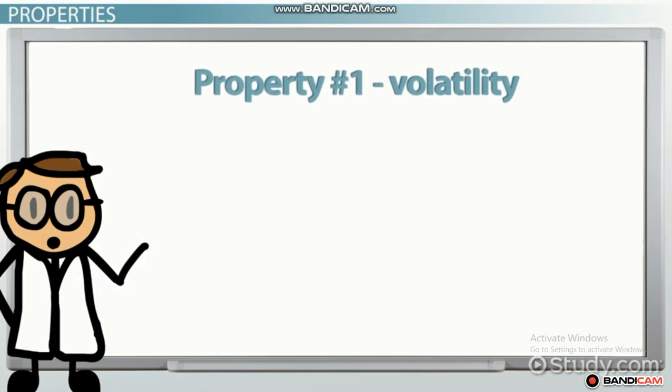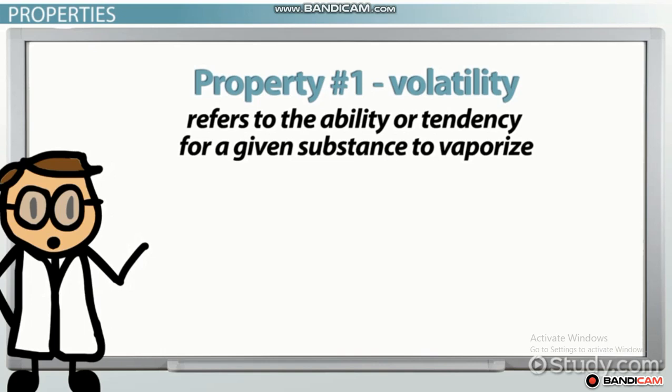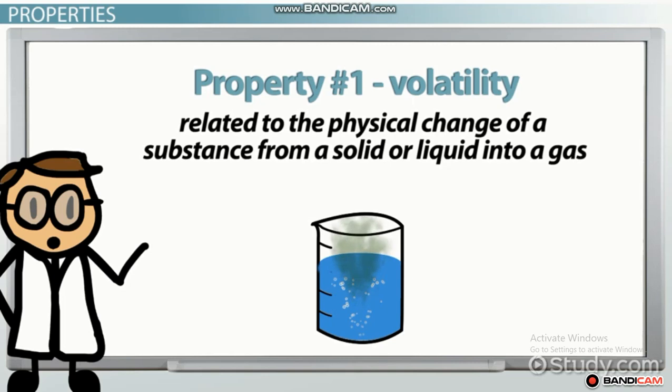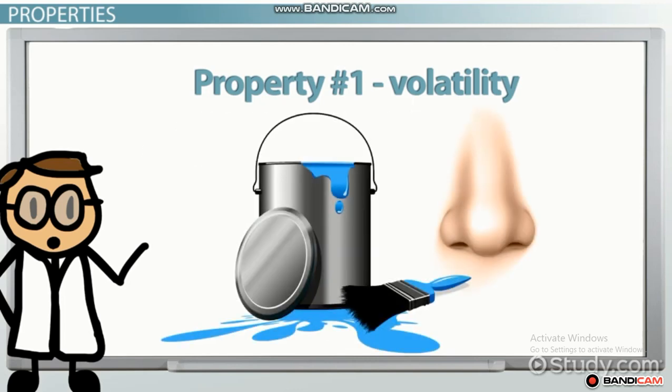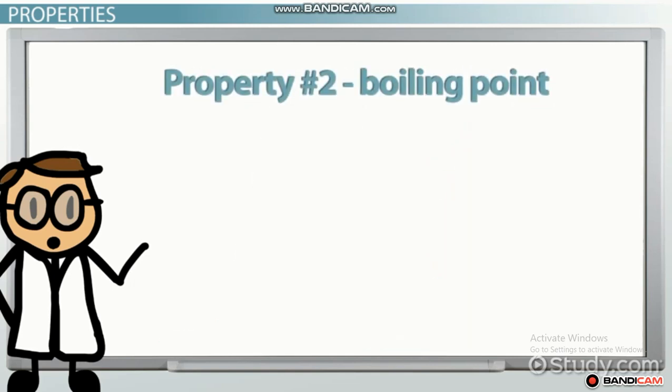Property number 1, volatility. The physical property of volatility refers to the ability or tendency for a given substance to vaporize. Vaporization is related to the physical change of a substance from a solid or liquid into a gas. Most organic solvents are considered to be volatile. In other words, do you know the chemical smell that hits you right in the face when you are opening a can of paint? Well, thank organic solvents for contributing to that smell. Due to volatility, when released into the air, it is not uncommon for organic solvents to emit this often offensive smell.